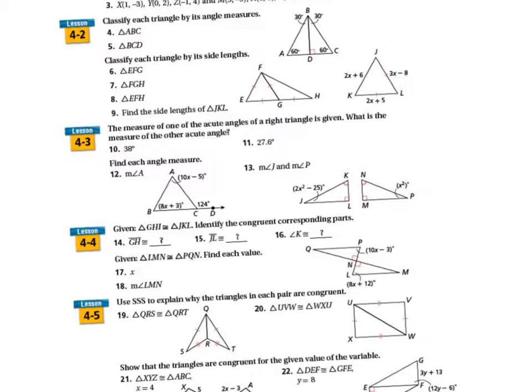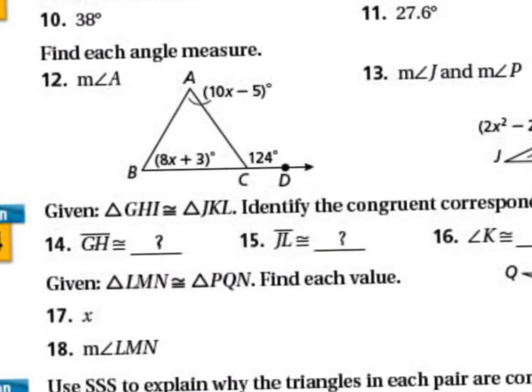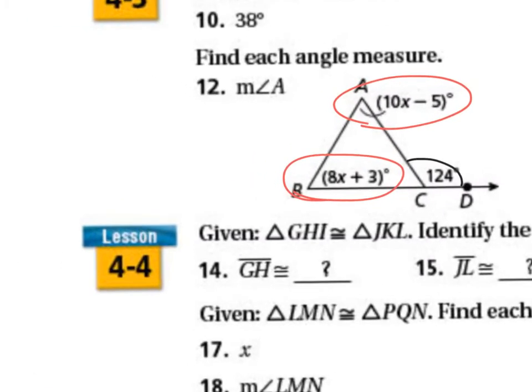Okay, so like number 12, let's just say, right? Well, number 10 and 11, those are one of the acute angles of a right triangle, which means you could just subtract those numbers from 90 to get the missing angle. And then number 12 is an example where you have an exterior angle. So 124 is the sum of the remote non-adjacent angles that are inside that triangle.